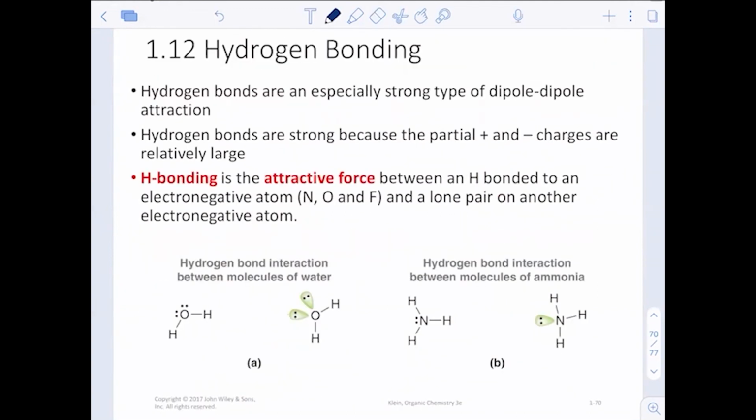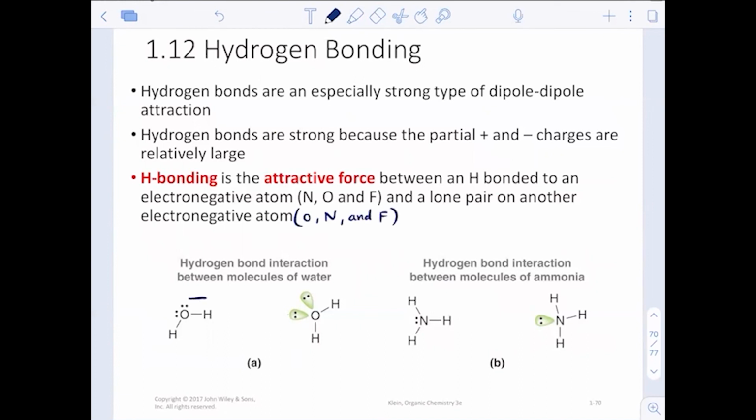Hydrogen bonds are exceptionally strong. These are still intermolecular forces. They are not a type of bond like a covalent or an ionic bond. They are not as strong as a covalent or an ionic bond, but they are very strong attractive forces between molecules. So thinking about things that have a hydrogen bonded to a small electronegative atom, oxygen, nitrogen, and fluorine, and its attraction to a lone pair on another electronegative atom, oxygen, nitrogen, or fluorine.